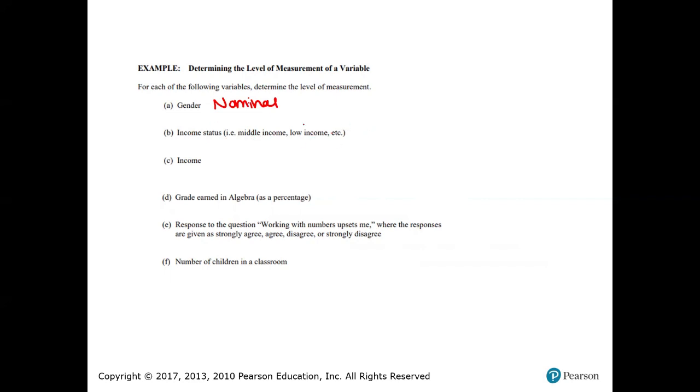Income status: middle, low, high. There is a ranking system. It is ordinal. There is an order to it. Your income. Income is a number value of which I can do calculations on, and 0 means 0. If I do not make any money, 0 means 0. So ratio.